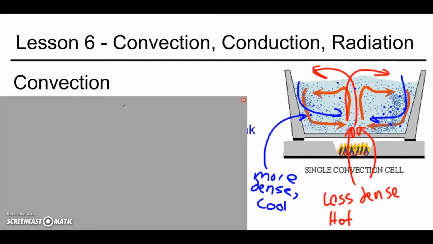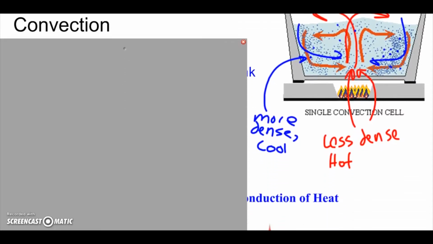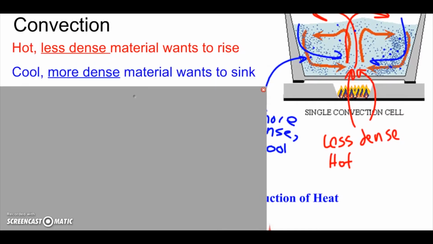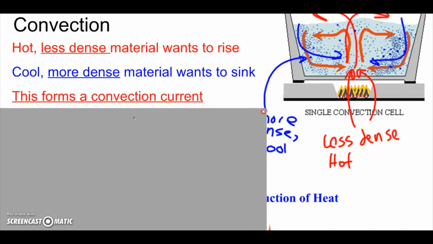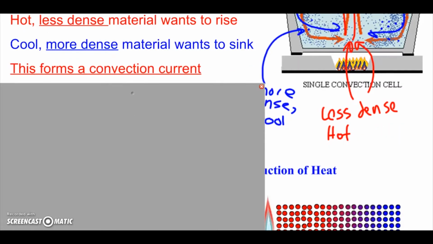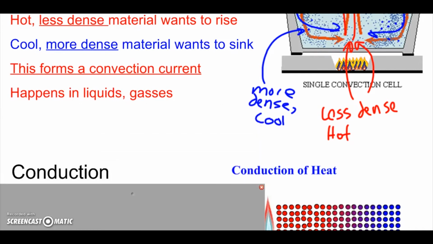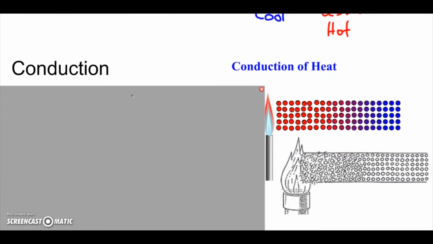Now in your notes, what you need to end up writing is hot, less dense material wants to rise, and cool, more dense material wants to sink. And this forms a convection current. The last thing you need to know in your notes is that this happens in liquids and gases. This cannot happen in solids because solids are all locked together and heat will just travel a different way. On to conduction.